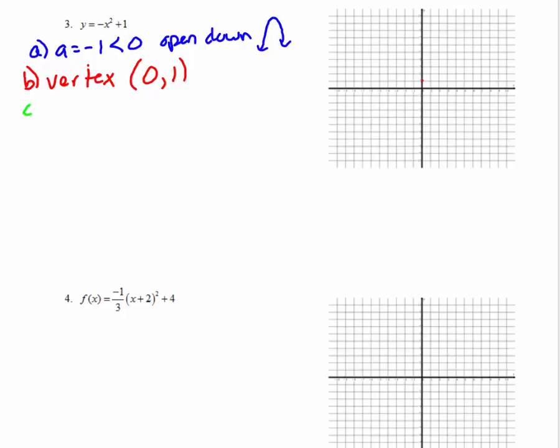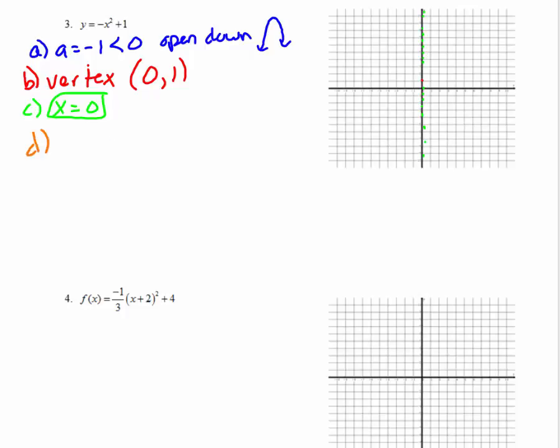Part C, we needed to find our line of symmetry. Our line of symmetry goes through the vertex. So our line of symmetry is going to be this vertical line. It's going to be x equals, and the x part of my vertex was 0, so my line of symmetry is x equaling 0. The next step is just to graph.